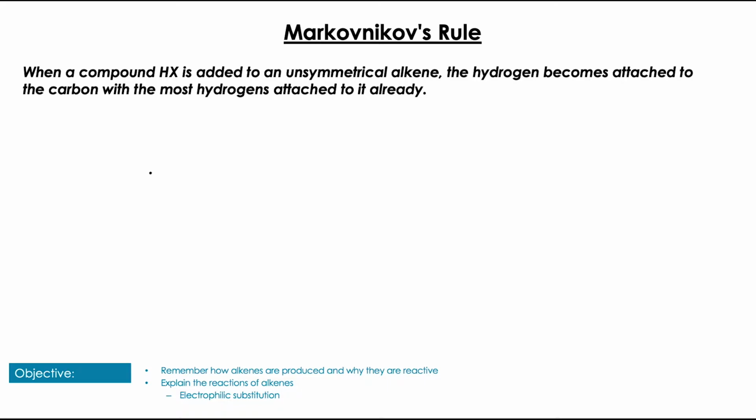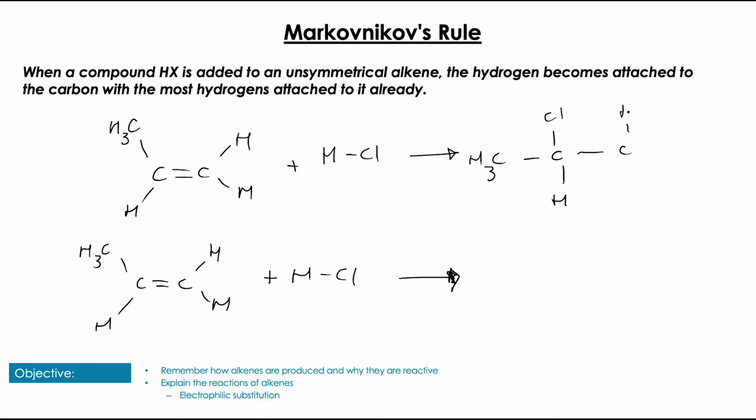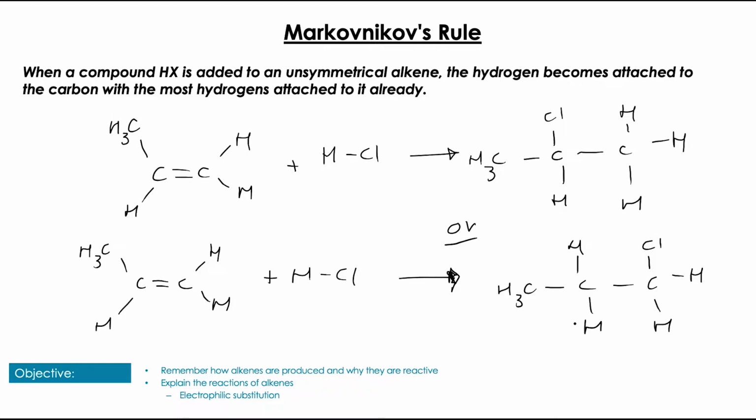It's called Markovnikov's rule. The hardest bit about this rule is remembering the name. And this rule states that when any compound, HX, that's the electrophile, is added to an unsymmetrical alkene, the hydrogen becomes attached to the carbon with the most hydrogens attached to it already. So let's have a look at this example where we can draw the products of this in two ways. We can draw the Cl bonding to the left-hand carbon first, and in the second instance, the Cl bonding to the second carbon and the hydrogens switching around. Now, according to the rule, which one of these is correct?